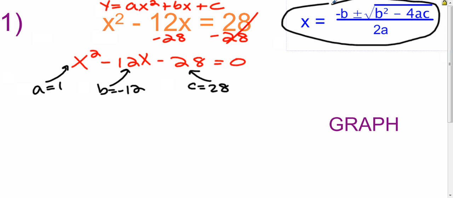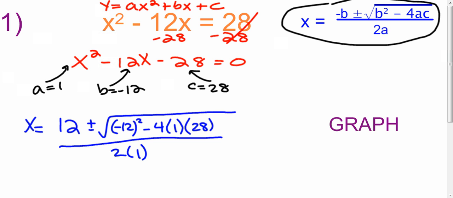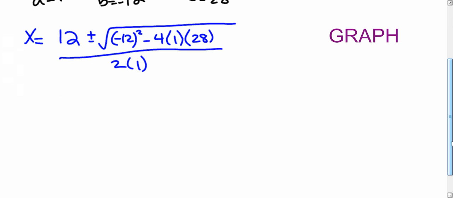So here we go. x equals the opposite of b, so b is negative 12, and the opposite of b would be positive 12, plus or minus the square root of b squared. Please make sure that when you do this, you put that in parentheses. You have to have the negative in parentheses when you square it or it won't work. Minus 4 times a, which is 1, times c, which is 28, all over 2 times 1. What I would suggest you do is stick this whole thing into your calculator all at one time, just like you see it, so that you don't get signs mixed up. Again, make sure you put that negative 12 in parentheses before you square it.